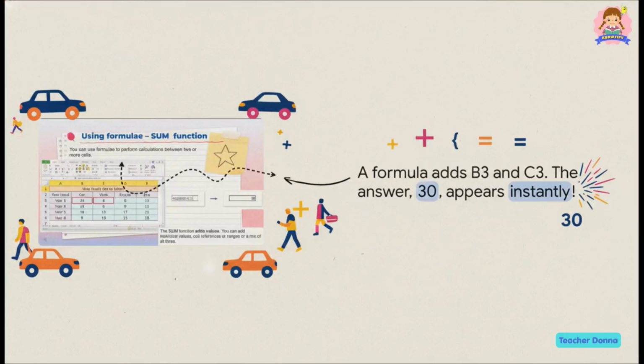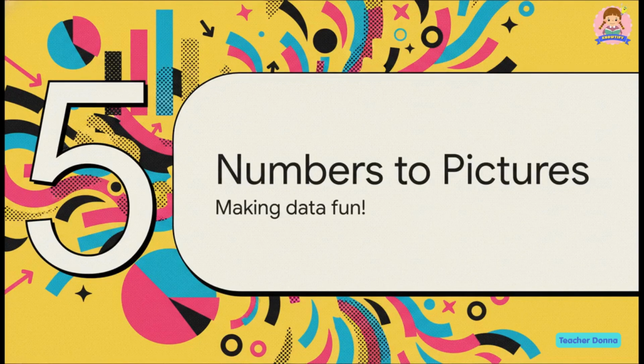Okay, watch this. In this table, we want to figure out how many students get to school by car and by walking. So we type in our little formula. It starts with equals, of course. We tell it to add the number in cell B3 and the number in cell C3. We hit enter, and poof, just like that, the answer, 30, appears. It's instant. We didn't even need a calculator.